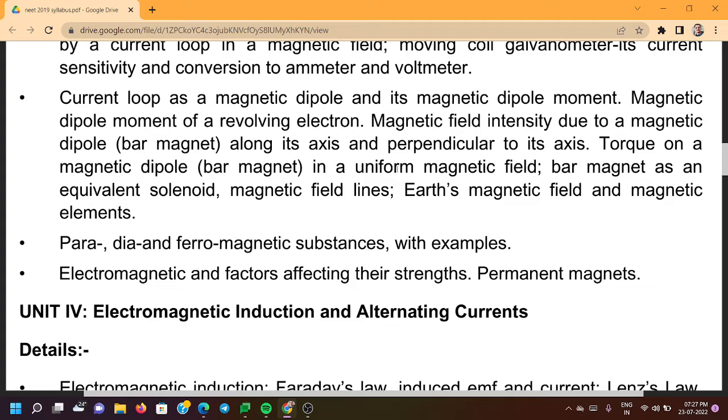Para, dia, and ferromagnetic substances with examples. Electromagnets and factors affecting their strengths. Permanent magnets. Class 12th Physics Unit 4, Electromagnetic Induction and Alternating Currents.